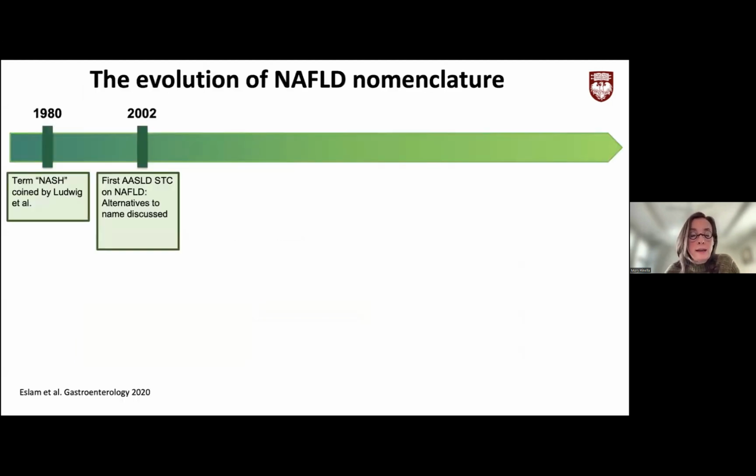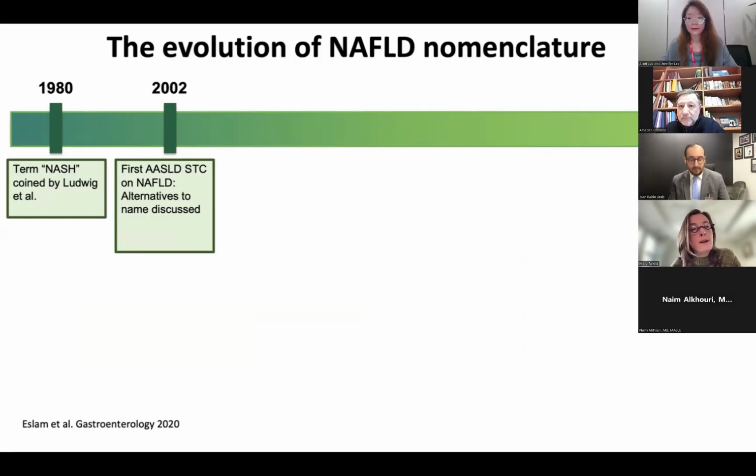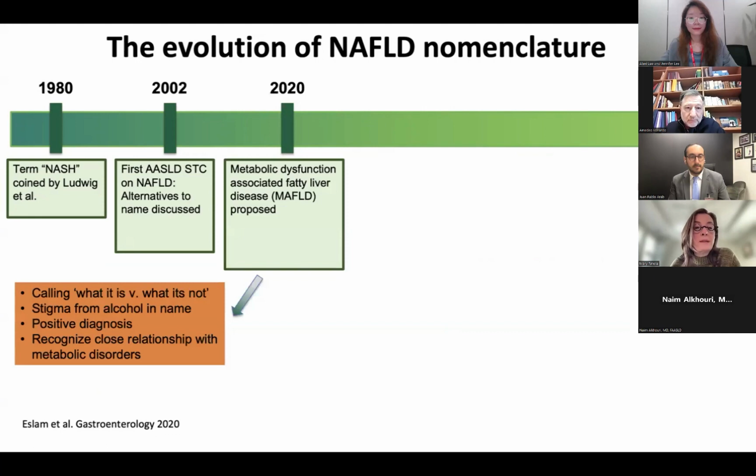So 20 years later, we had a long debate in 2002 over what would be the most appropriate nomenclature, because having a non-name for a disease just seemed counterintuitive. But even then, we could not come to a consensus over what to name the disease. So in 2020, this important publication was at the time interpreted as a suggestion of what we could potentially call the disease. And it had a lot of important attributes.